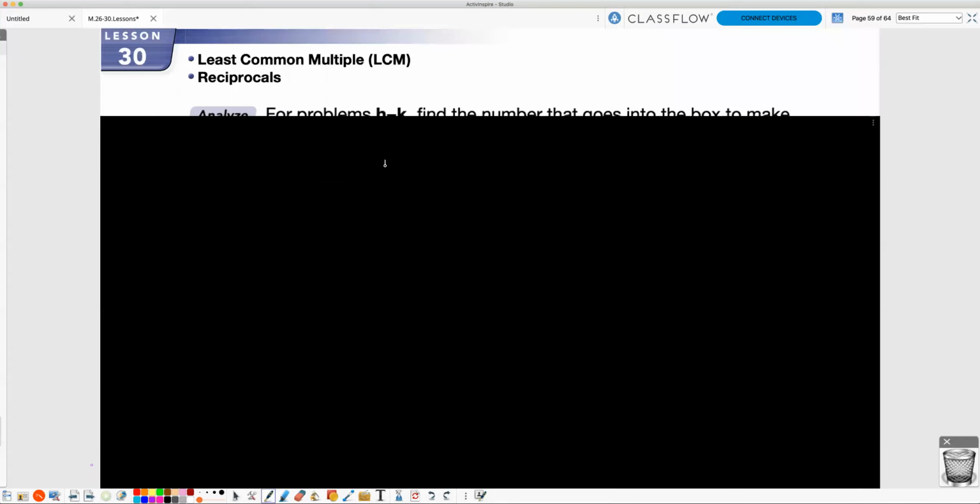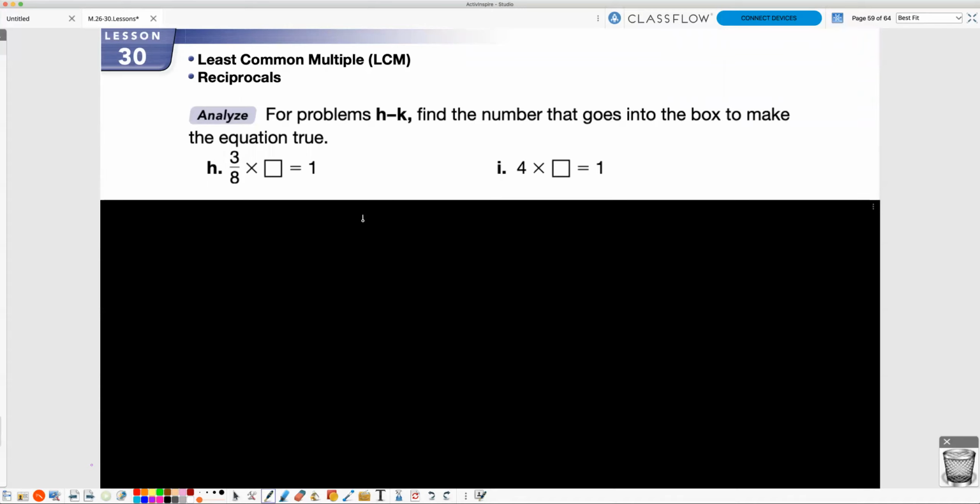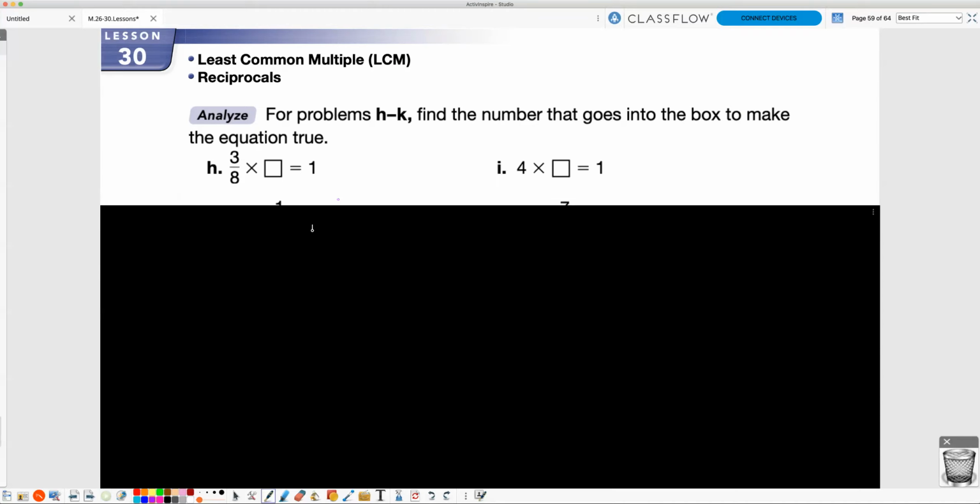All right, let's look at letter H. For problems H through K, find the number that goes into the box that makes the equation true. So let's just look at letter H here. 3/8 times what equals 1? Well, it's 3/8 times its reciprocal. The reciprocal would just be the reverse of those numbers. 8/3 would be the answer for that one.